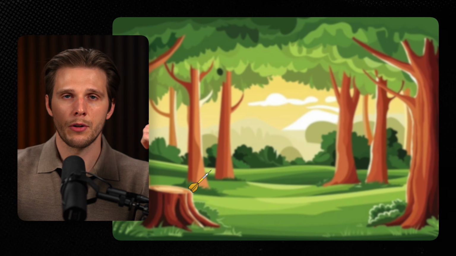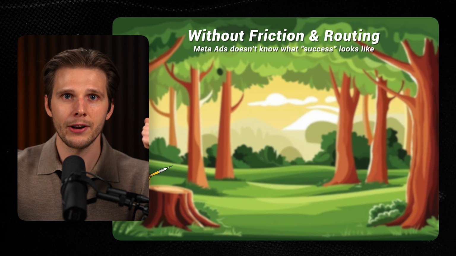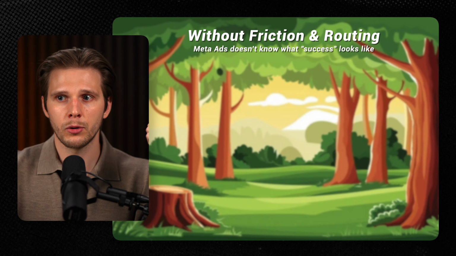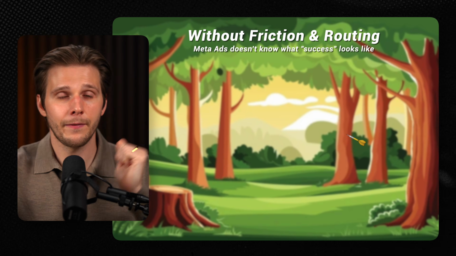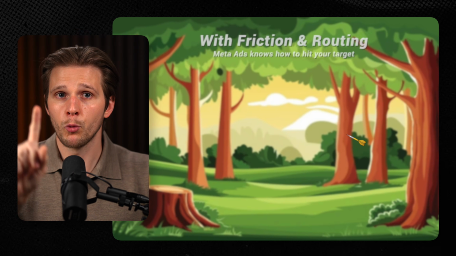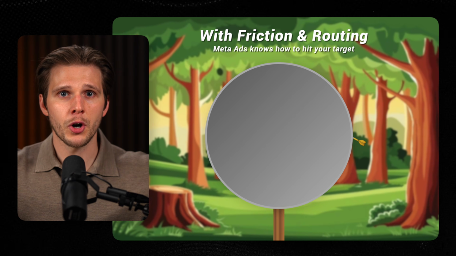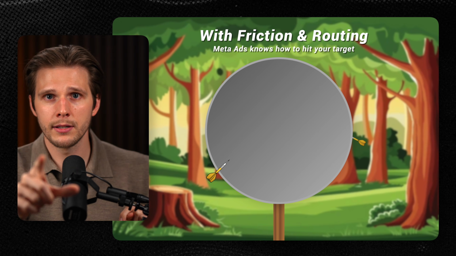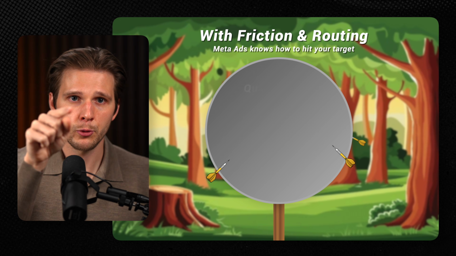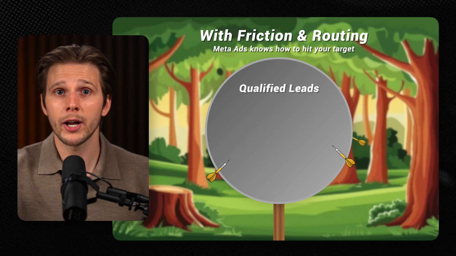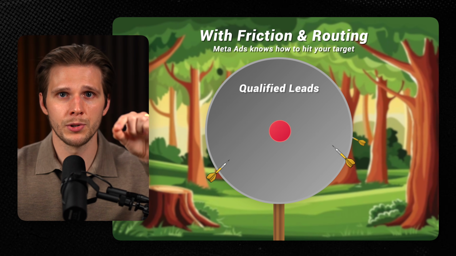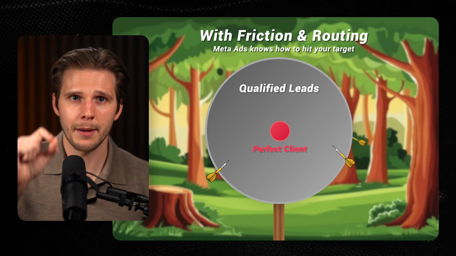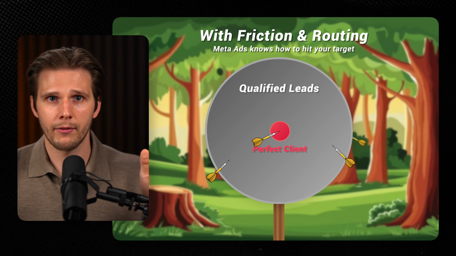And a visual analogy for this, if you imagine Facebook is just throwing darts blindly without any friction or routing, every single time a dart connects with something, Facebook is going to think it did a good thing. But with friction and routing, you can put up a dartboard and say, only give me leads that hit this dartboard, that they're rich and they're qualified. Or even better, say, only give me leads that hit this bullseye, which is my perfect type of client. But you can only do that when you have friction and routing.